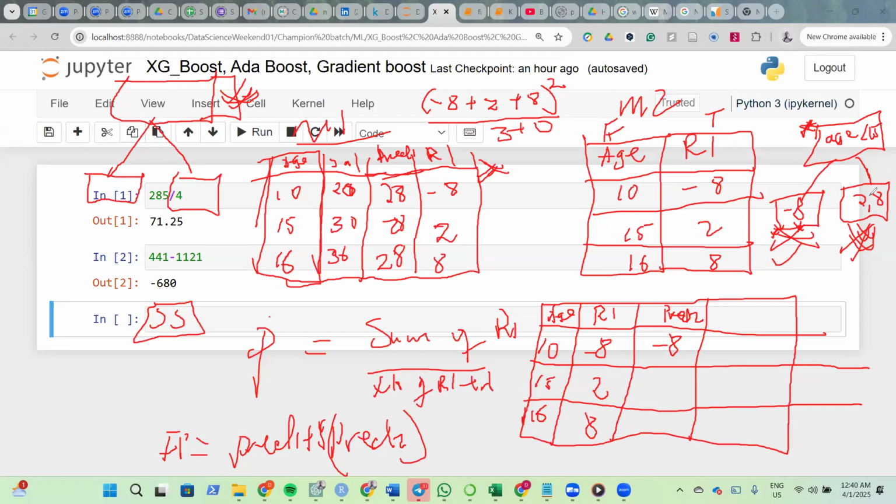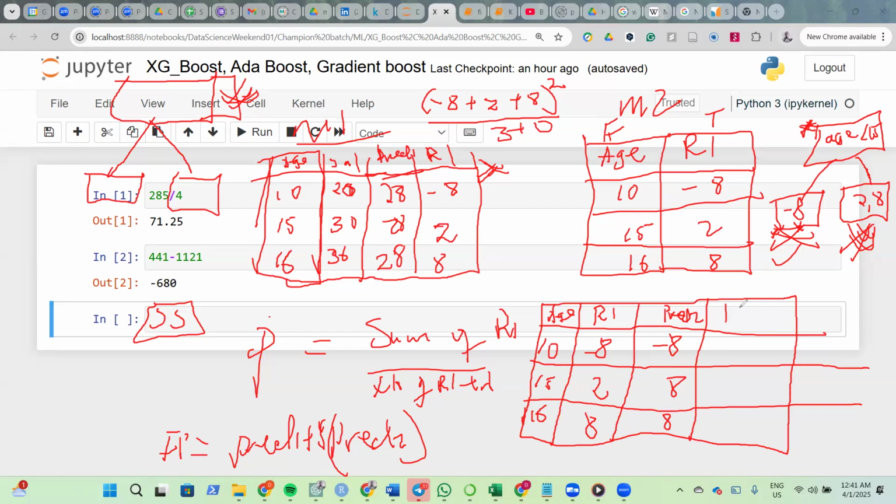Here, if you take 15, it comes to this branch. What's the sum of residual here? 16 divided by the number of residual, which is 2. So here I'm going to have 8, that's 16 divided by 2. Here again, if I take 16, it comes the same way again, so 16 divided by 2, and I'm going to have 8 again. So this is my prediction 2.